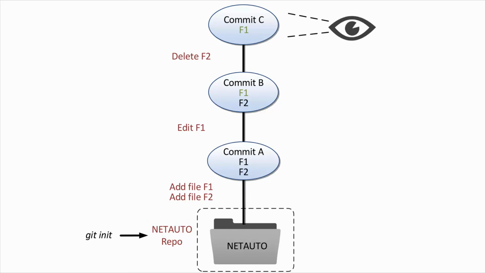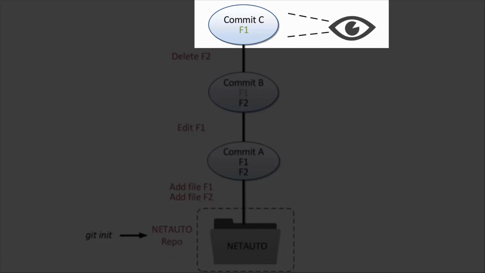We are currently here at our third commit. At this commit, we have F1 in its updated state, the same way it was in our second commit. Also, we no longer have F2. On our file system, we will see F1. We won't see F2 since we removed it.